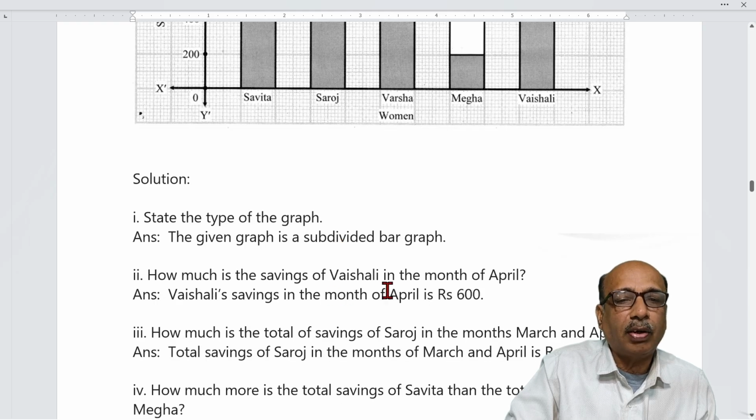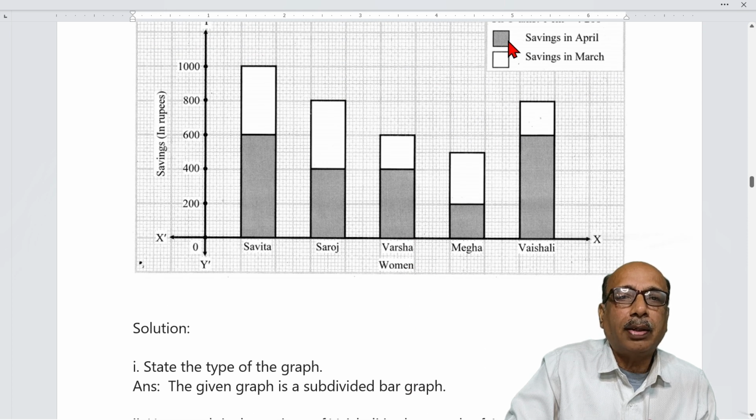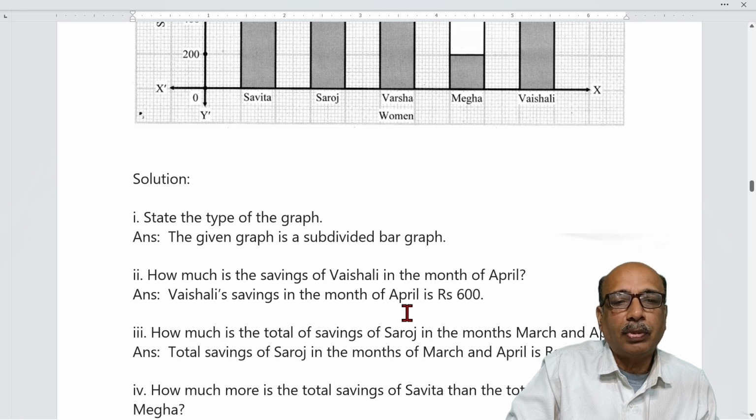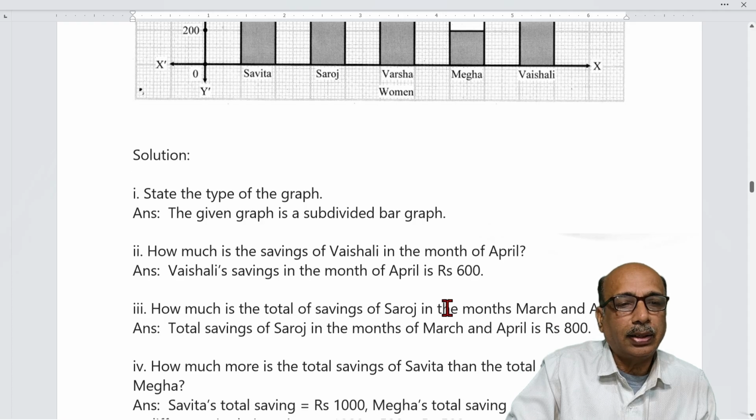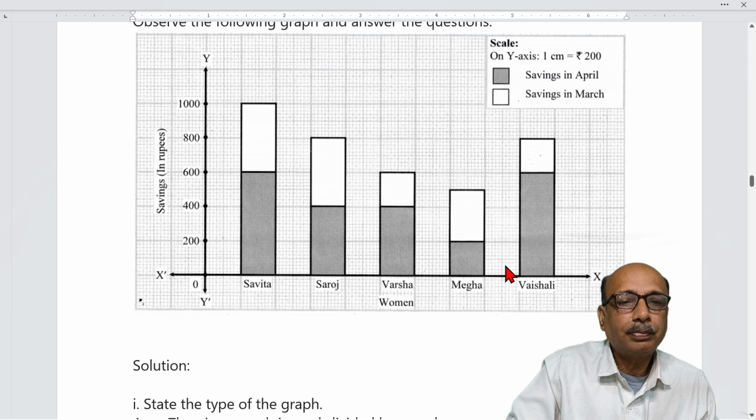How much is the saving of Vaishali in the month of April? April is given by the dark box. Vaishali's saving in April is up to here, that is 600. Vaishali's saving in the month of April is rupees 600. How much is the total saving of Saroj in the month of March and April? March is this blank one and dark one is April. So March and April, Saroj's total saving is coming to 800.